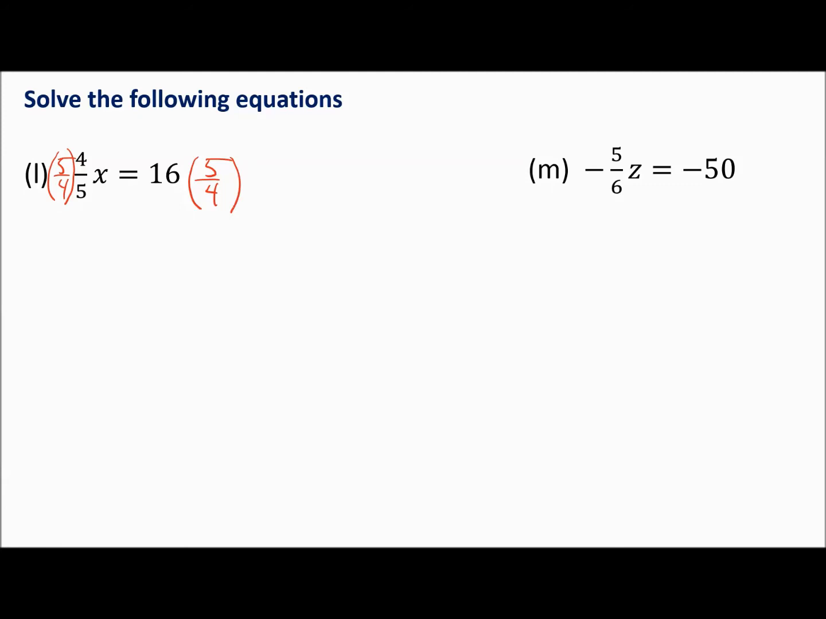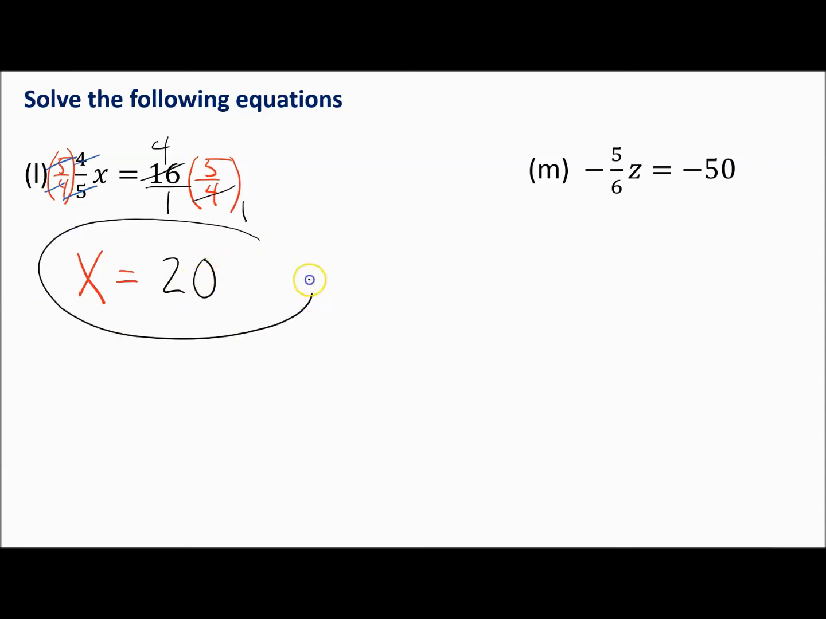Now on the left, why did that do any good? Well, look, this 5 cancels with this 5. This 4 cancels with this 4, and that does really just leave me with x on the left. Now on the right, we're just multiplying fractions together. That 16 is over 1. I can simplify before I multiply because 4 goes into both 16 and 4. 4 goes into 4 once. 4 divides into 16 4 times. I can say 4 times 5 is 20, and 1 times 1 is 1, which I don't write in the denominator, because completely simplified would be x equals 20.